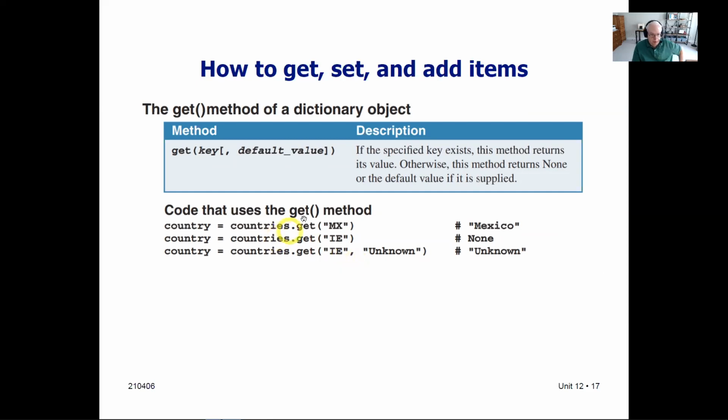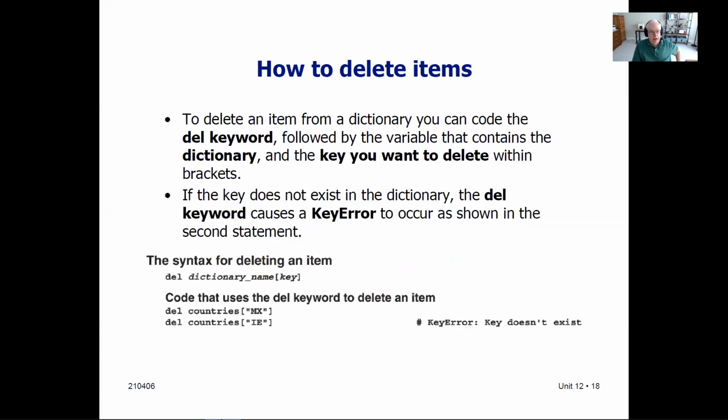So here's the example from the book. Because this is a method of the dictionary, we have to include the dictionary object dot get method and then the key that we want to get. So we get MX. Once again, we get Mexico. If we try to get IE, we get a return of None. If we use the second parameter option, in this case, it's going to be unknown, and it'll return the word unknown. So I think that's a pretty nice way to handle this problem.